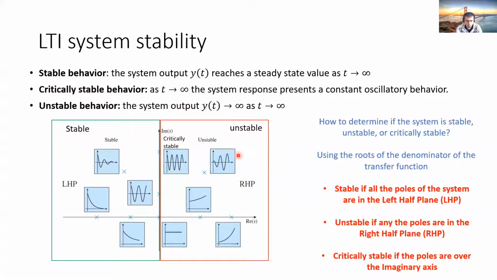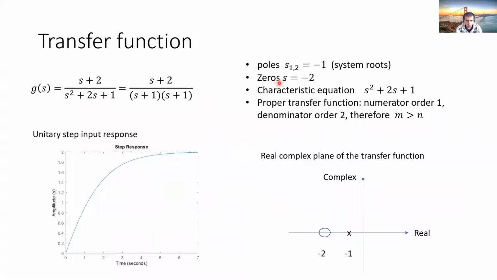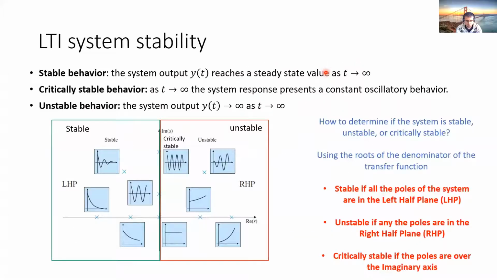So based on the roots of the system, meaning the poles of the system in particular, we can determine if our system is stable. But how can we do that? We have to check in which region of the real complex plane our poles are located. Let's define it in this way. Stable, our system will be stable.